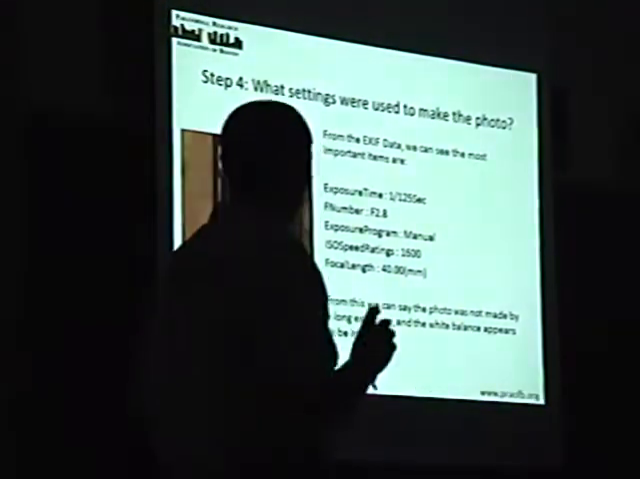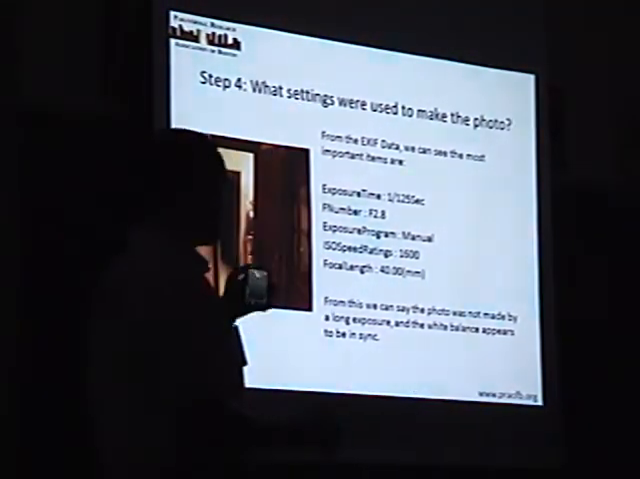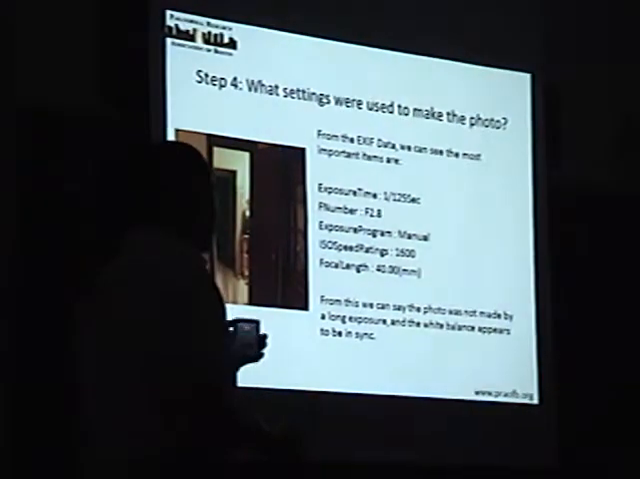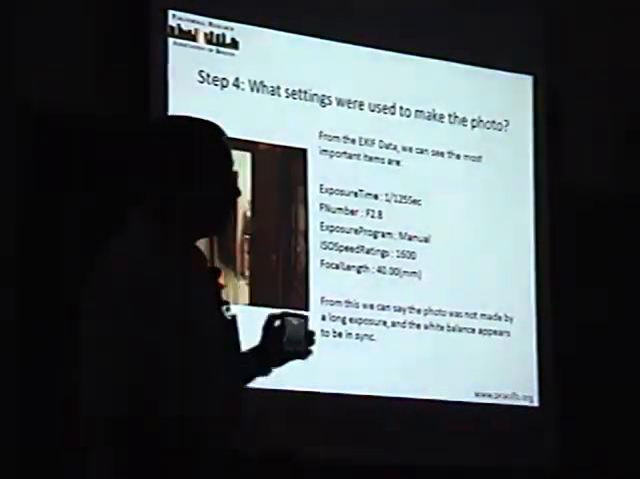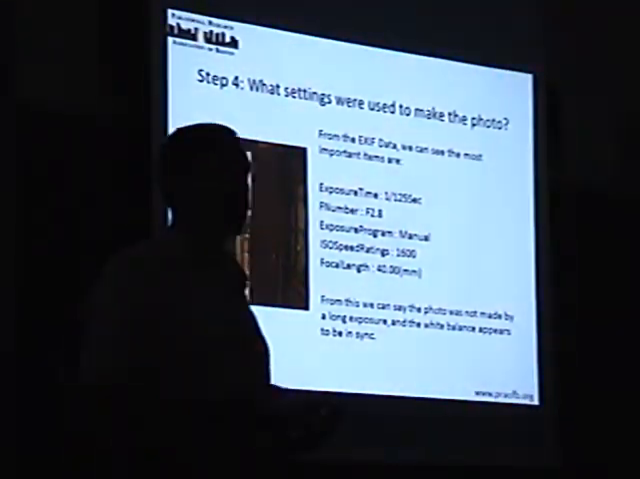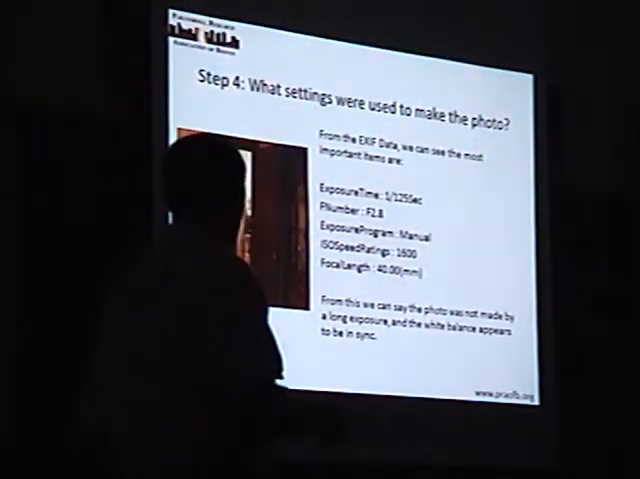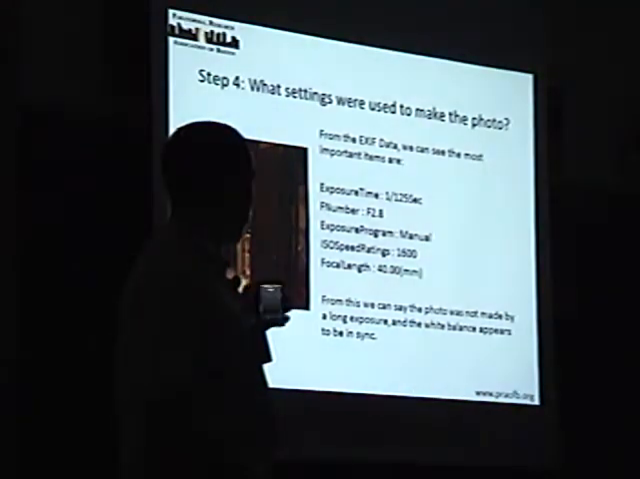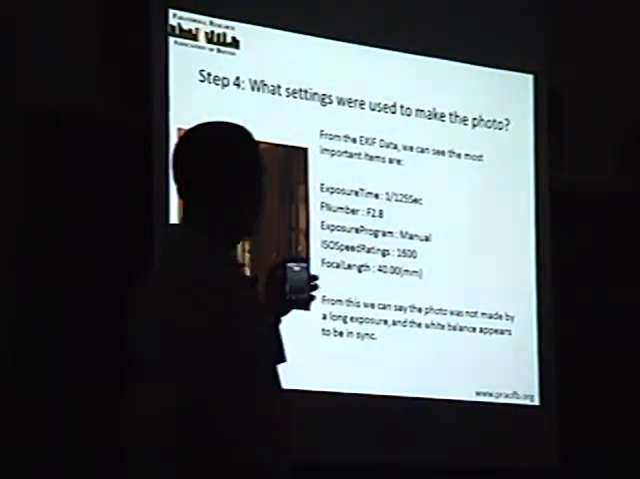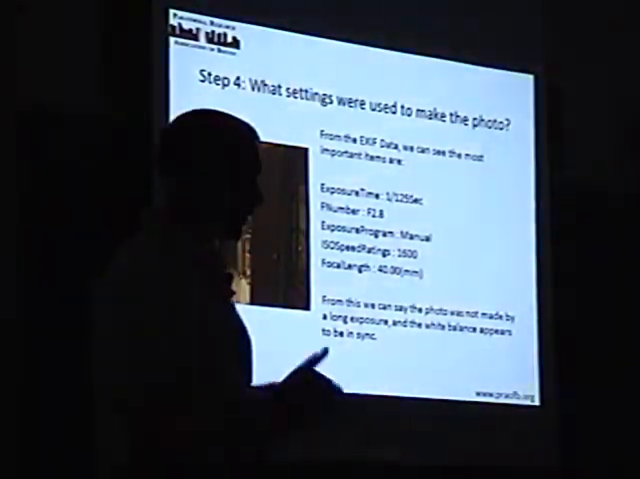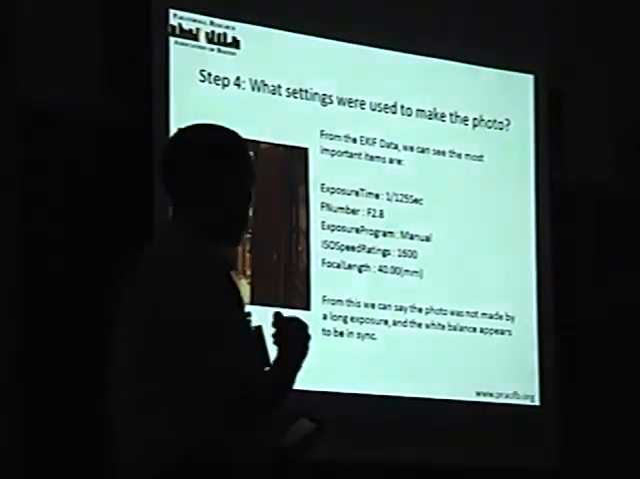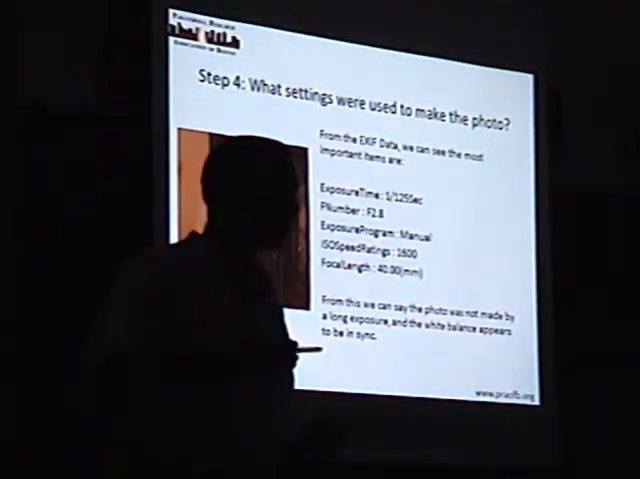This is where EXIF data is very important. From the EXIF data from this photo itself, the photo was taken in 1/125th of a second, as in the shutter was left open for 125th of a second, very fast. It was done manually with a high ISO, focal length of 40, and the f-stop, the aperture, was 2.8, which means it's letting in a lot of light.